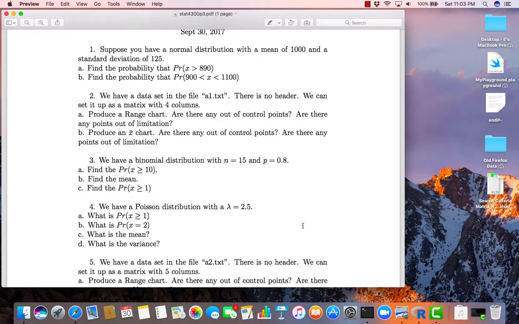And what is the mean and what is the variance? Of course, we all know that the Poisson has the identical mean and variance of the lambda. In this particular case, it is 2.5.